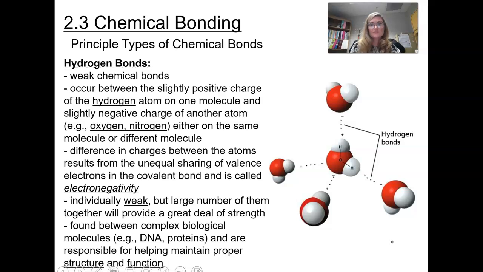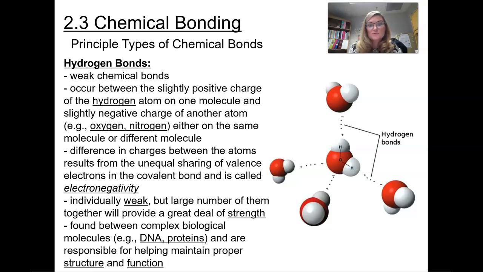Hydrogen bonds is going to be your third type of bond here. So the strongest was going to be your covalent bond, medium ionic. Now we're at the weakest, which is the hydrogen bond. So it's a weak chemical bond. It occurs between the slightly positive charge of a hydrogen atom and the molecule and slightly negative charge of another atom or molecule. So oxygen and nitrogen, either on the same molecule or different molecule here that you see.